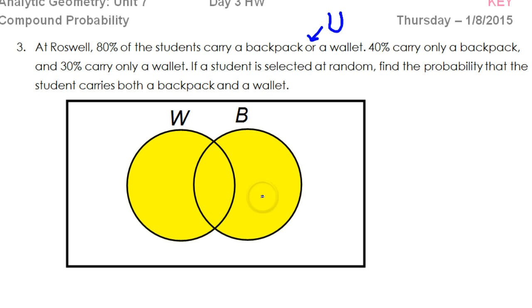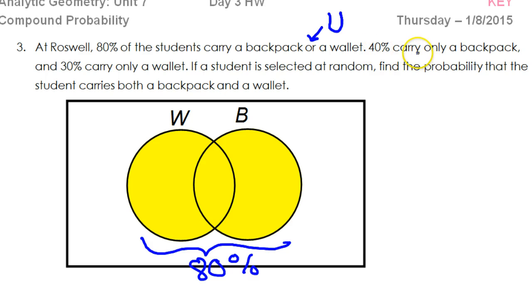So everything here yellow represents the 80% they're talking about, all right? Wallet or backpack, okay? All of it. So I think I'll just indicate that by putting a bracket and writing 80%. So all of this yellow represents 80%. We'll come back to that.